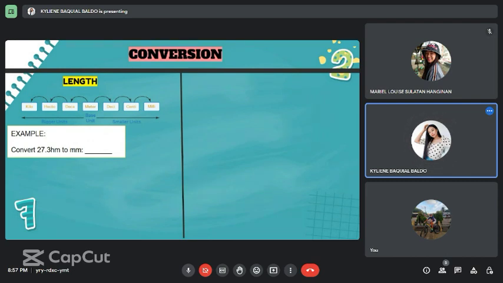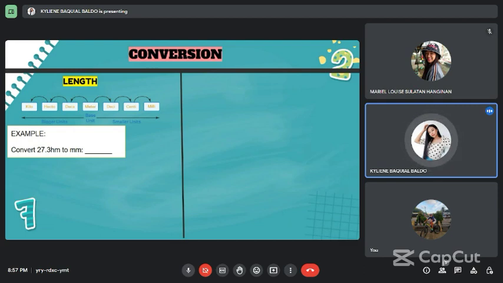So we will count. First, hecto to deca, that is one step. Deca to meter is 2. Meter to decimeter is 3. Deci to centimeter is 4. And centimeter to millimeter is 5. So therefore, we have to move 5 steps to the right.